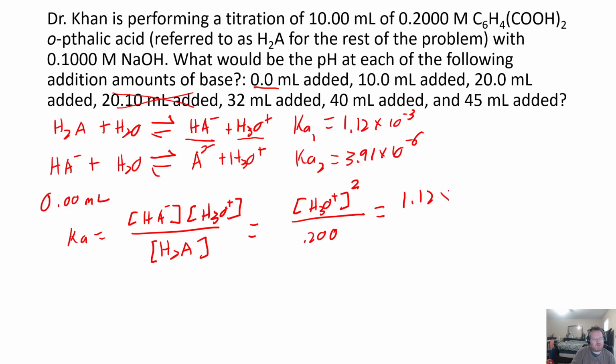So we plug in our Ka1, 1.12 times 10 to the negative 3. From there, I'm going to multiply both sides by 0.2, take the square root of both sides. That will give me a value of H3O plus equal to 0.0150 molar.